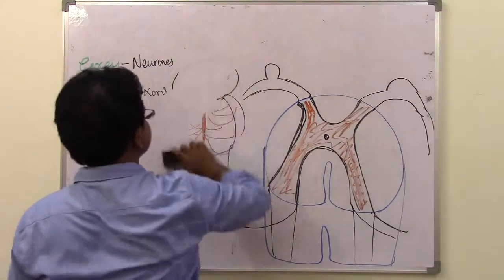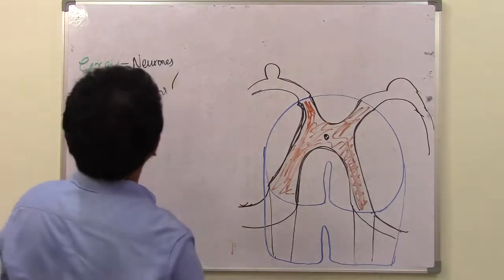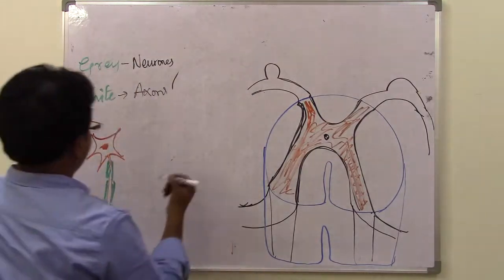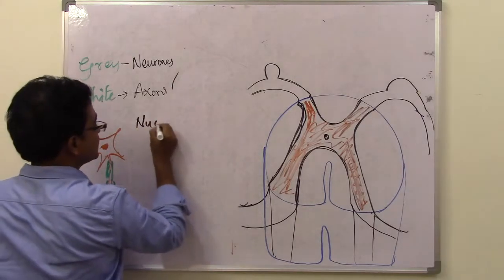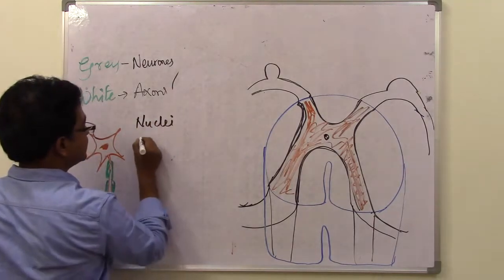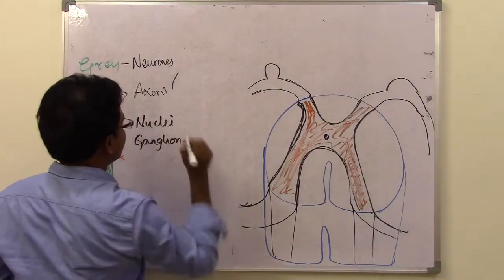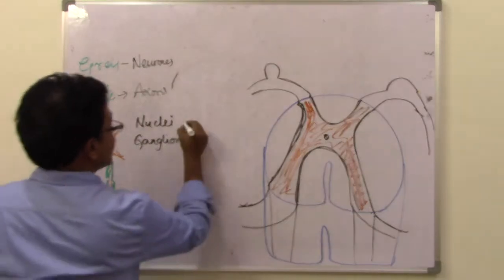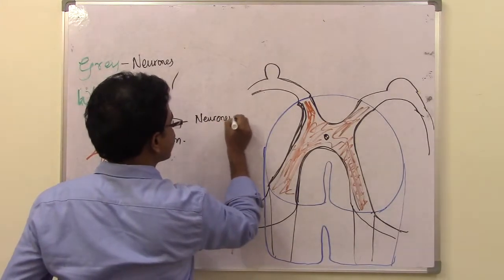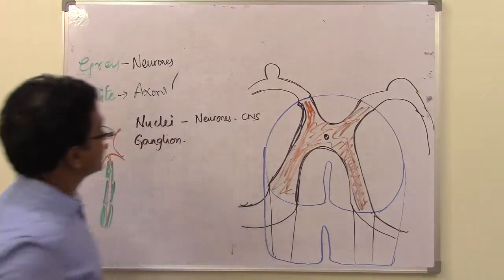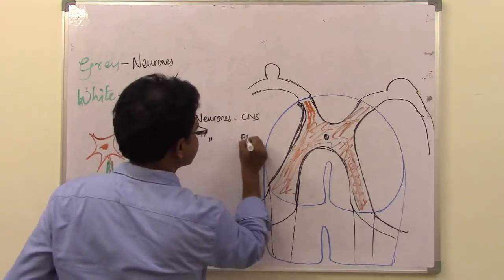Now to understand this better, we need to understand two important concepts. Just like gray and white, we have what is known as nuclei and ganglia. Nuclei is a collection of neurons in CNS, right? And ganglion is a collection of neurons in PNS.